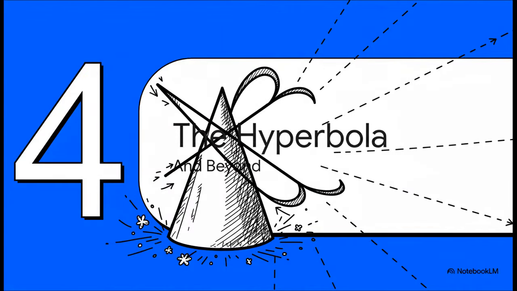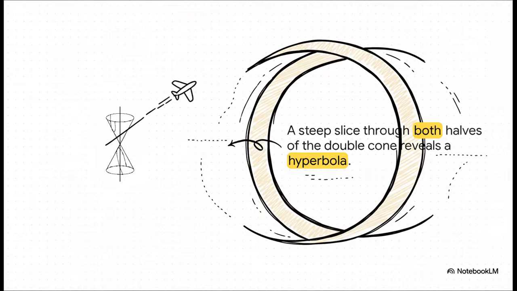All right, we've sliced parallel to the base, we've tilted it a little, and we've tilted it to be parallel to the side. What's left? Well, we can go even steeper. When you make the plane so steep that it's more vertical than the side of the cone, it can no longer be contained in just one half. It slices through the top cone and the bottom cone, creating 2 separate mirror image curves that fly apart from each other. This is a hyperbola.